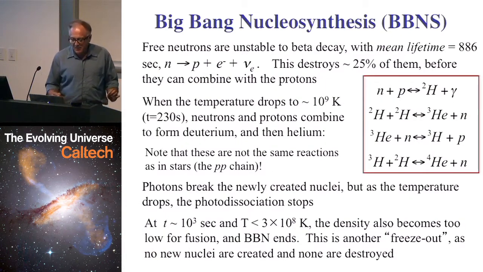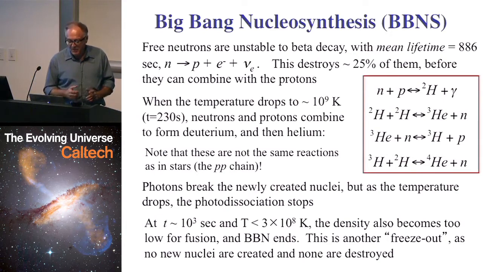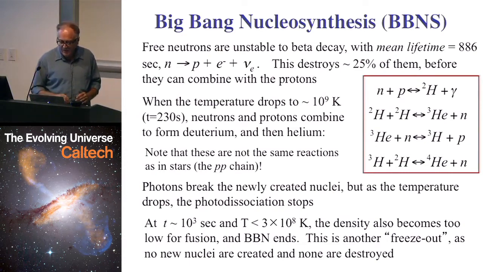So neutrons decay with a lifetime of the order of 15 minutes, and that destroys them before they can interact with the rest of the hydrogen. And so when you go down to about 1 billion degrees, then there is really no more possibility of forming helium. So light nuclei formed before then are photodissociated by the gamma rays, which are progenitors of the cosmic microwave background. And so that's how the nucleosynthesis ends.